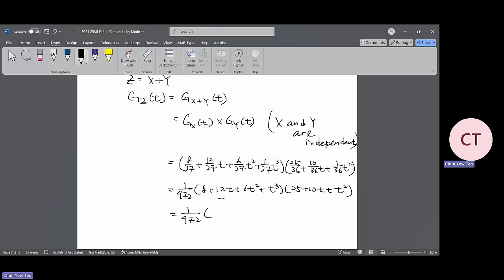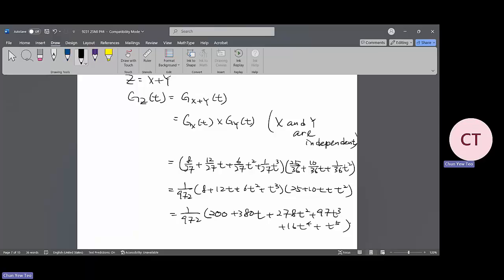So over here, I can just leave it to you. I'll just give you the final answer that I have multiplied and expanded. So this will be 200 plus 380t plus 278t squared plus 97t cubed plus 16t to the power of 4 plus t to the power 5.